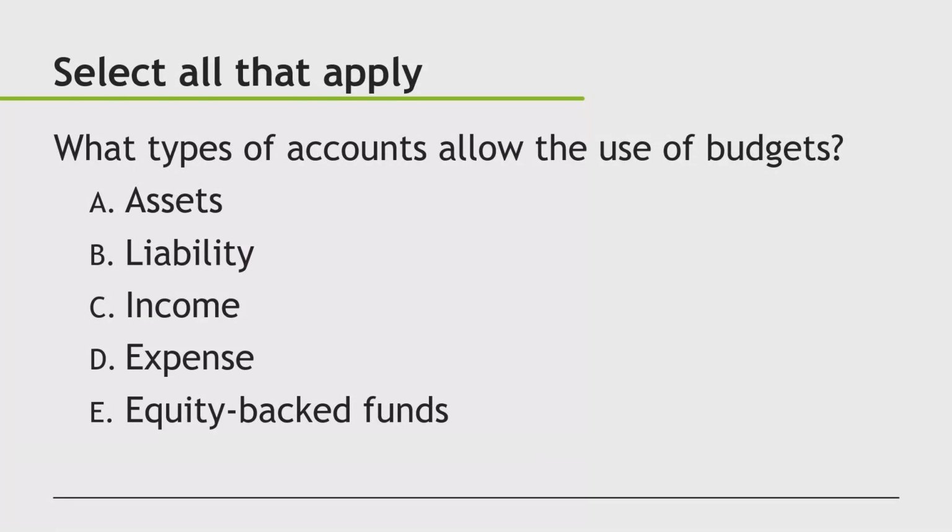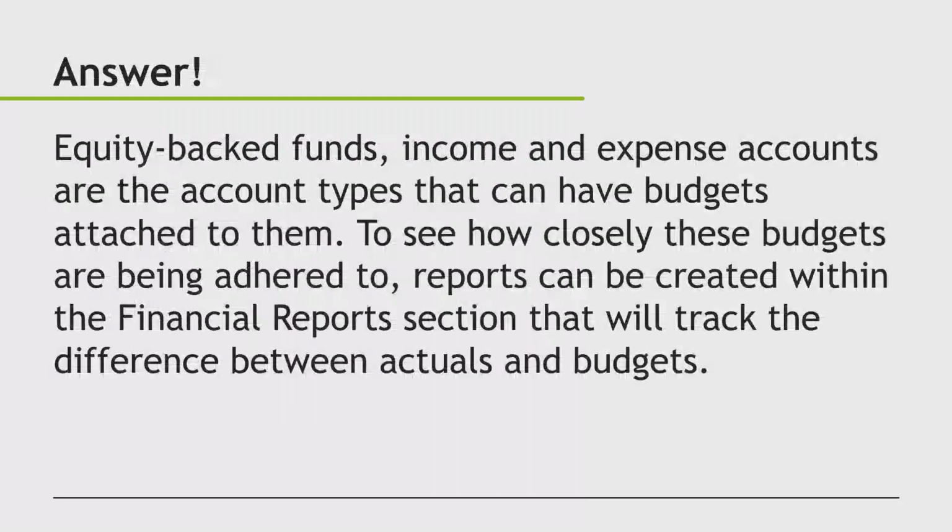Okay, looks like most of us have answered. So I'm going to go ahead. All right, so there are 3 correct responses here. Those 3 correct responses are equity-backed funds, income, and expense. All are account types that would allow you to have budgets.